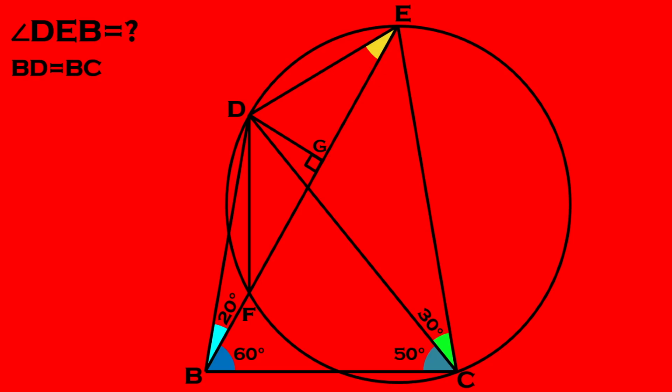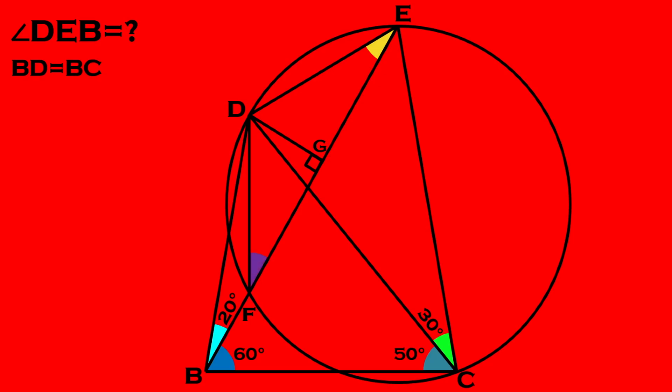If we manage to do that, then DG will be a perpendicular bisector of FE, and because of that, point D will be equidistant from the endpoints of FE, and therefore DF will be equal to DE, and we will have proven what we need. So, how to do that?